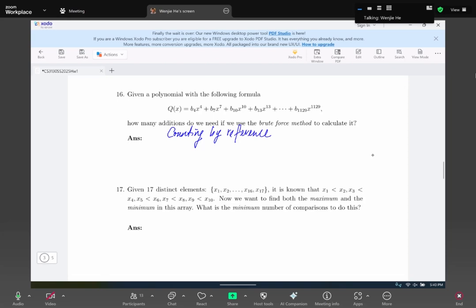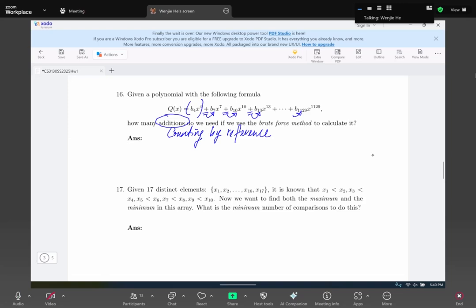Now we need to count the number of additions, right? We know each addition associates with a plus sign, okay? Now we want to count the number of plus signs. The first one we can skip. So the first plus sign is associated with the first subscript. Second one, second subscript, and so on. Okay? And so on. Like that.